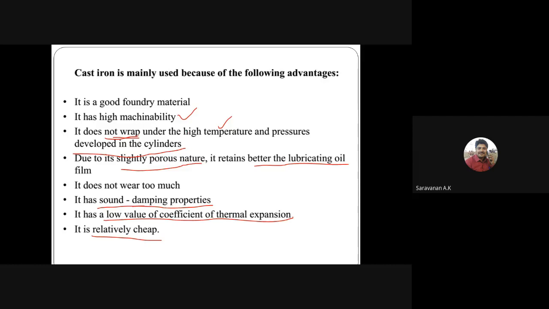It does not distort at high temperatures and the pressures developed in the cylinders, and it is slightly porous in nature, so the lubrication film will be good and it will not wear. We are using it for its good damping characteristics, that is the vibration arresting characteristics, its low value of thermal expansion, and because it is cheap. Because of these reasons, most of the engine components are made of cast iron.